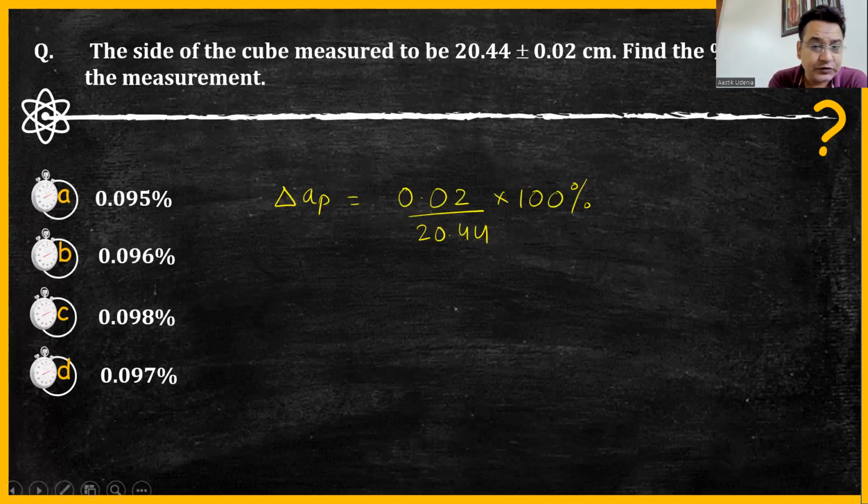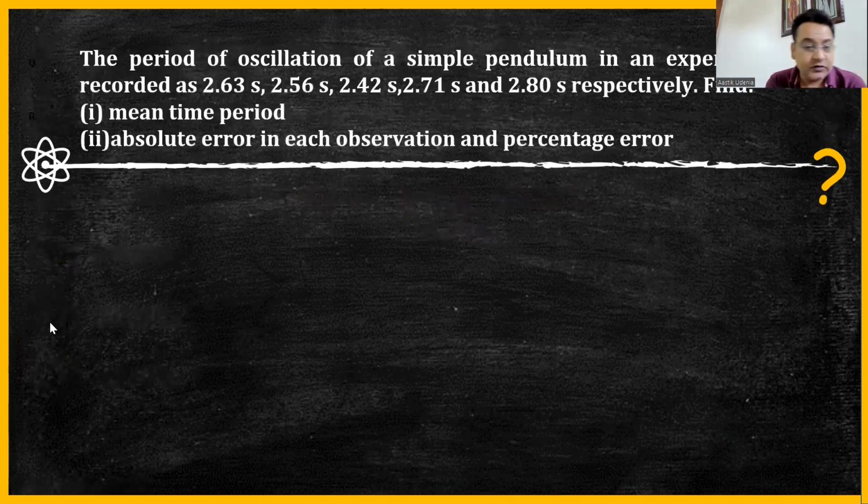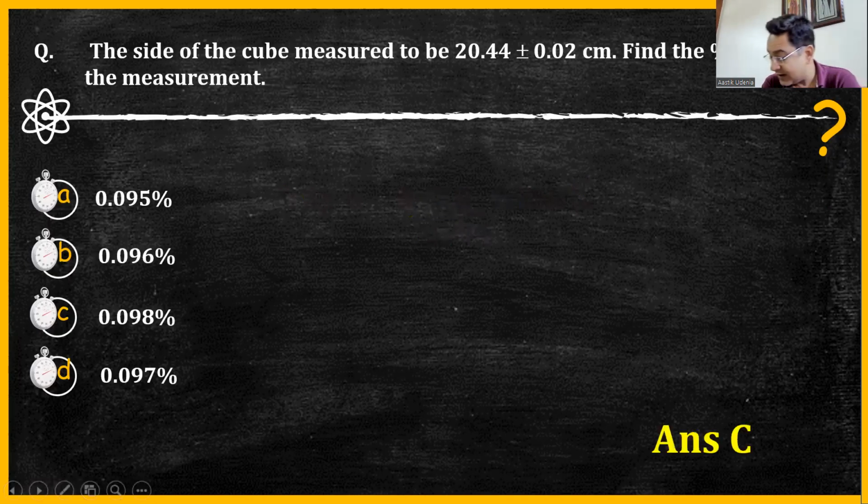And when you do this, you will get the answer as 0.0098%, and that is the answer that we are looking at. You will have to calculate it, and that is how you get the answer. Do you understand this? Yes, sir.